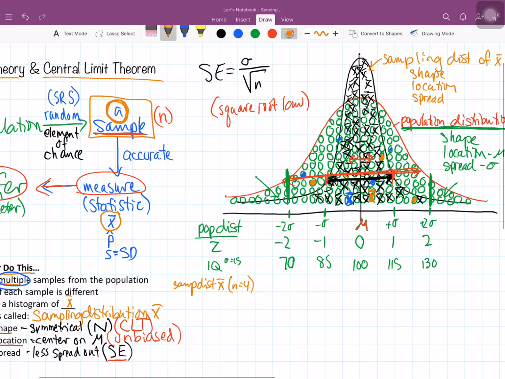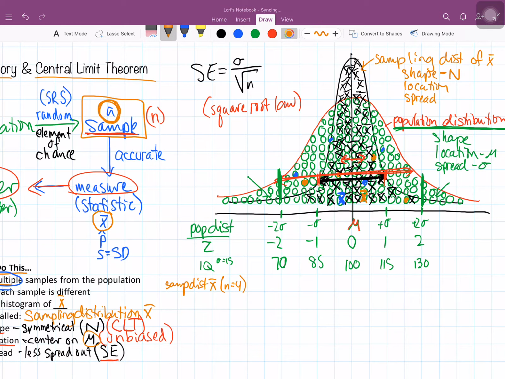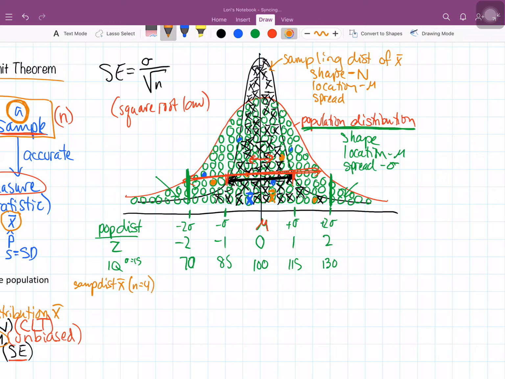The shape, remember we learned that the shape tends to be normally distributed. So the shape is normal. The location, again, tends to center on where the population mean is. So here's our mean. And the spread is equal to the standard error, which is the population standard deviation divided by the square root of n. So let's go ahead and draw that. And so here we have our sampling distribution for n equals 4. The location is mu. So the mean for that is also the mean that we saw in our population. The spread is going to depend on how we calculate this standard error.